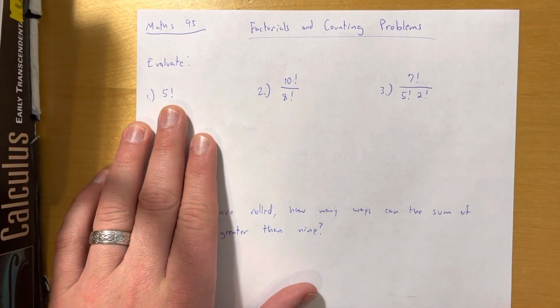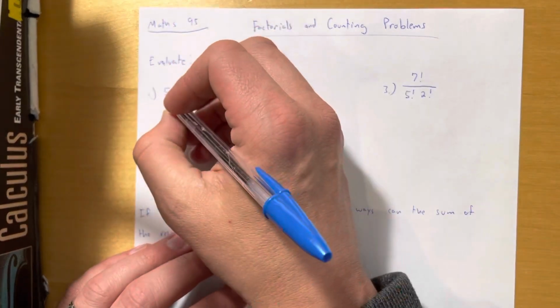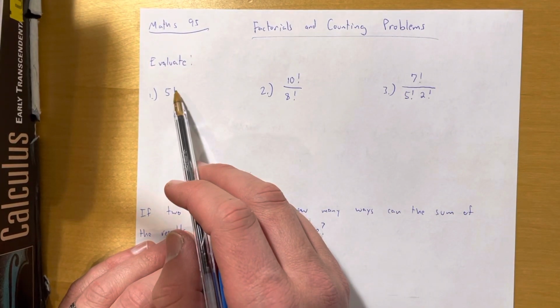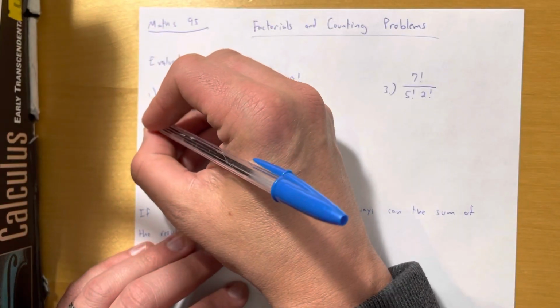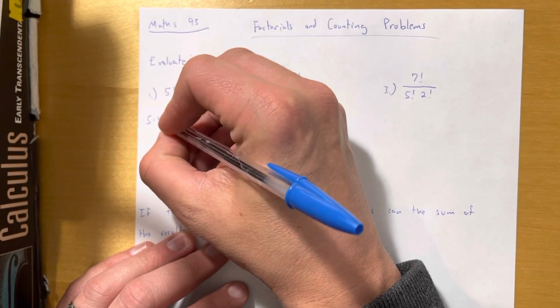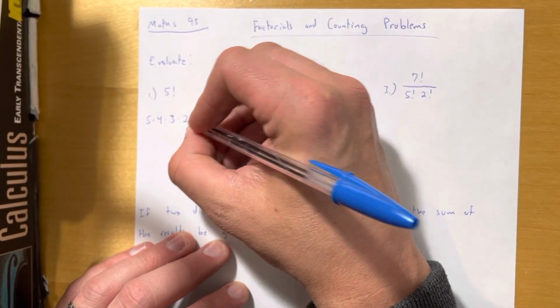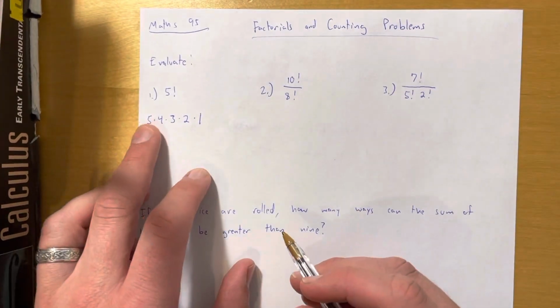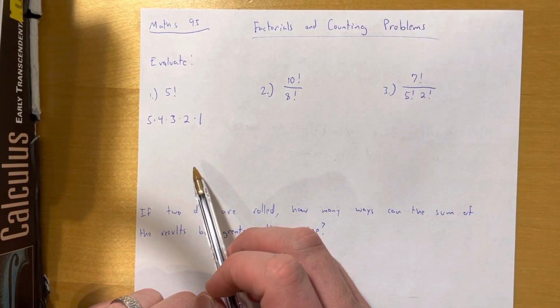So starting with the first, we're looking at 5 factorial. Remember, that's what that exclamation point means. The meaning of that word factorial, or that symbol for factorial, is that we take the number that we're given, 5 in this case, and we multiply it to every natural number that's less than that value. So basically starting at 5 and counting our way down to 1, multiplying everything along the way.